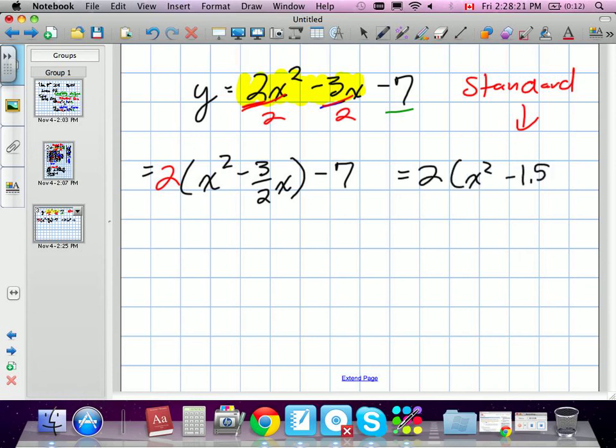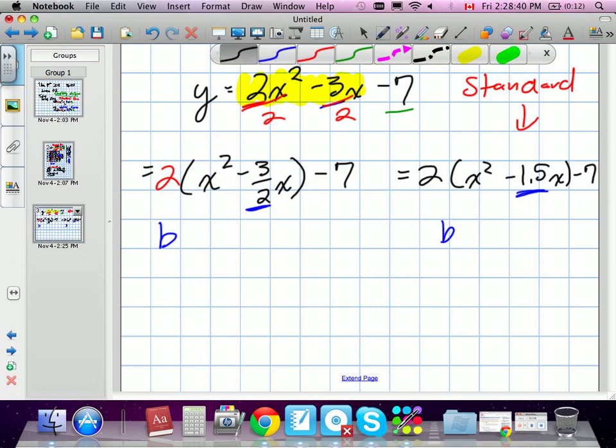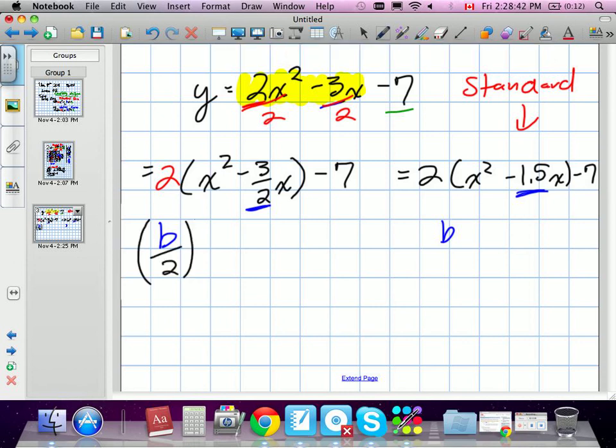Negative 1.5x minus 7. Okay? So we'll go through this in 2 different ways. Now remember what I told you. We have a new b term, which is negative 3 over 2 or negative 1.5. So we're going to take that b term, and we always divide it by 2 and square it, whatever the b term is.